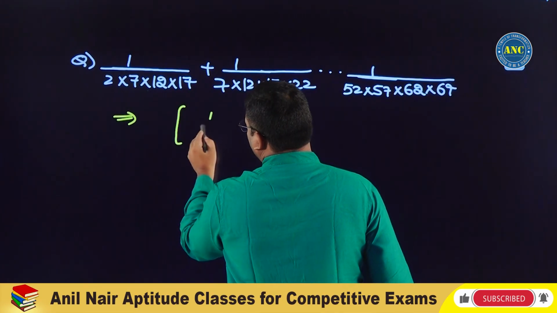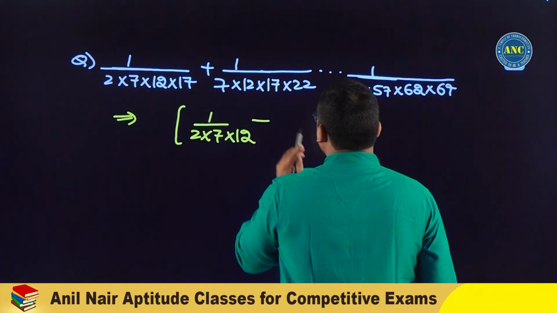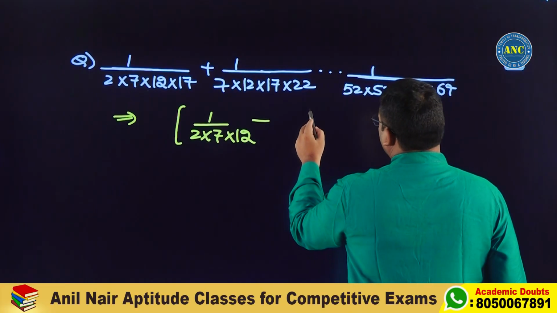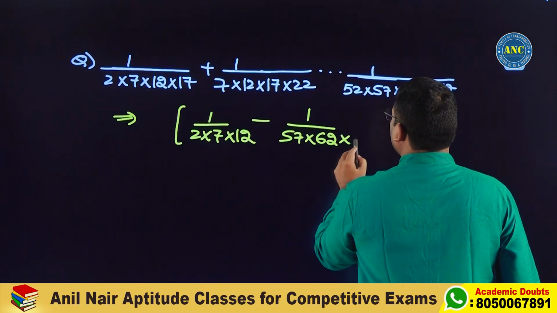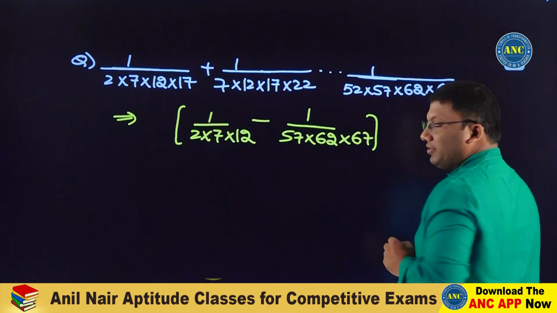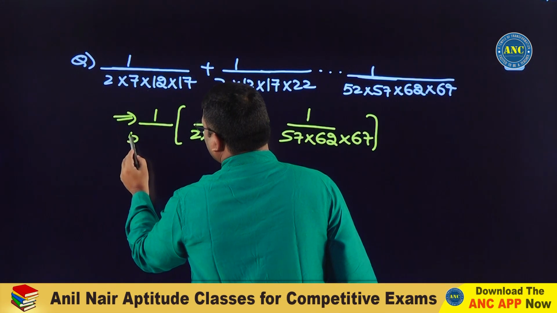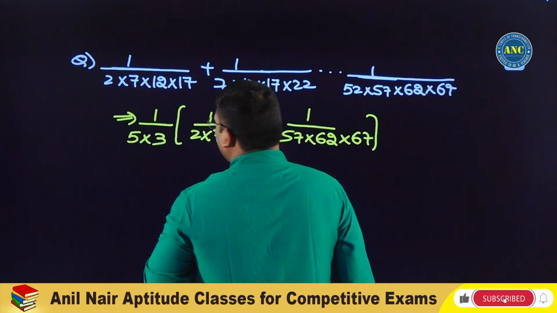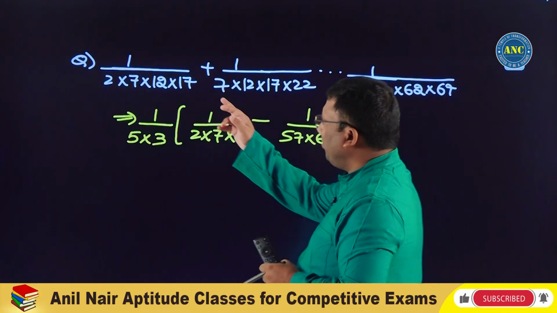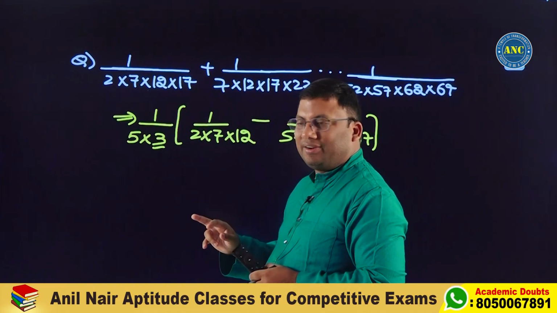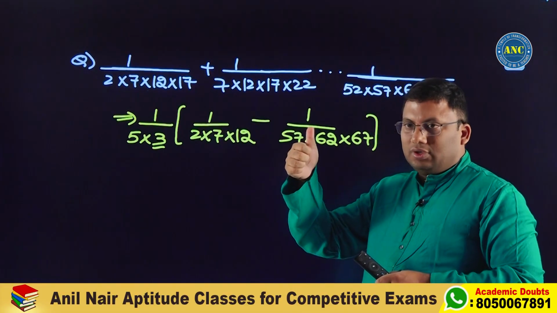Write down the first 3. 1 by 2 into 7 into 12, minus 1 by 57 into 62 into 67. It is 1 by the difference between two consecutive values. 4 is becoming 3. Directly this will be there in the answer. 4 numerical values are becoming 3 numerical values. Difference between two values is 5. Are you all with me?